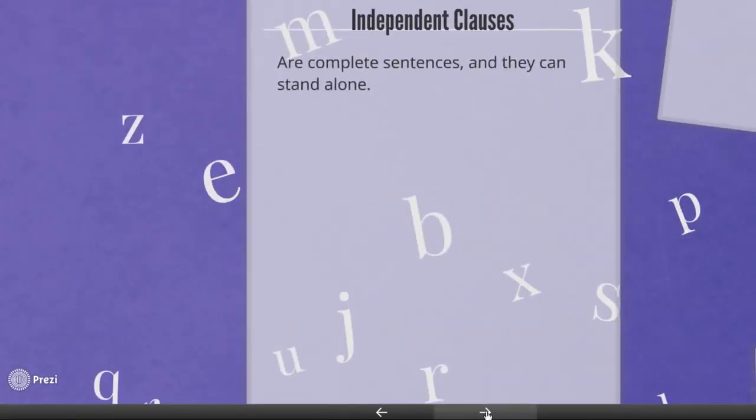An independent clause is a complete sentence and it can stand alone. Let's look at an example. We went to the Dairy Queen. That is a complete sentence, also known as an independent clause.